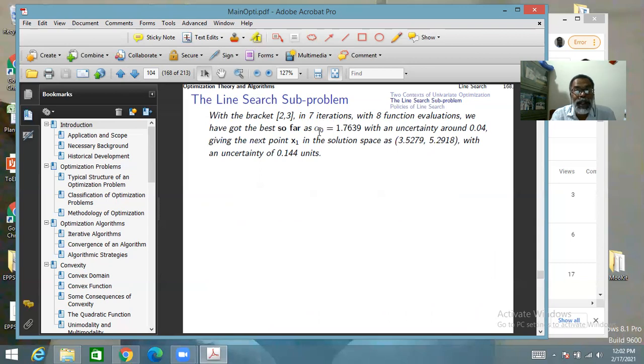Okay, not alpha star. Why? Because we will take this alpha and put it in the context of the main algorithm. Okay, with an uncertainty of this, giving the next point x1 as this. This x1 is actually x naught plus alpha naught d naught. So that alpha naught we have produced just now. So this is the point where x1 we have found.